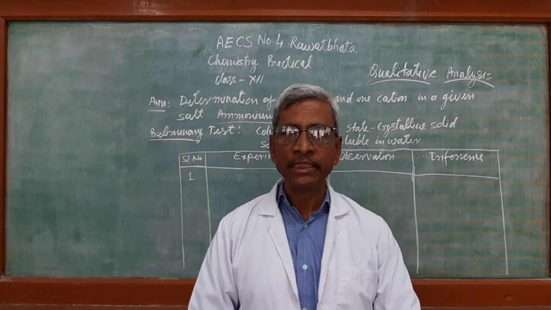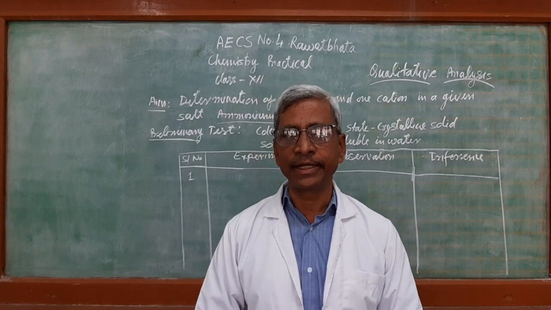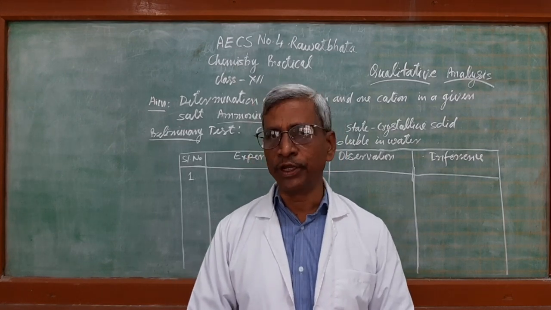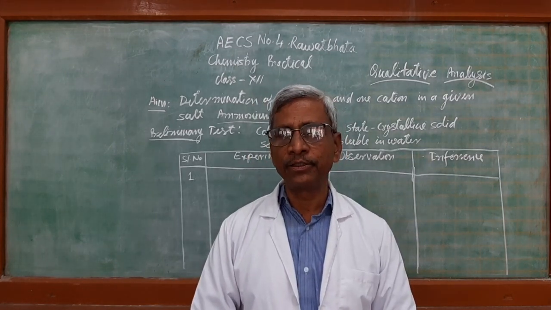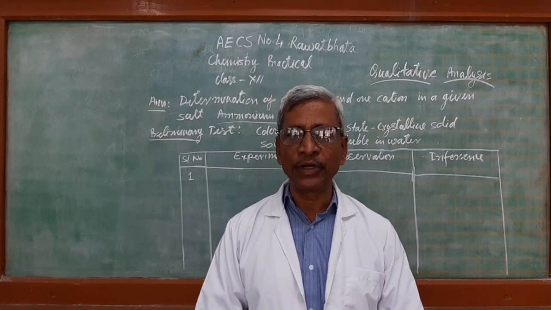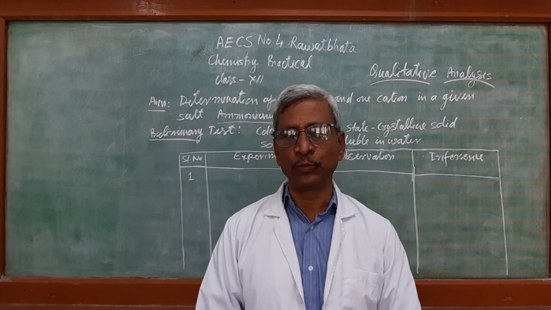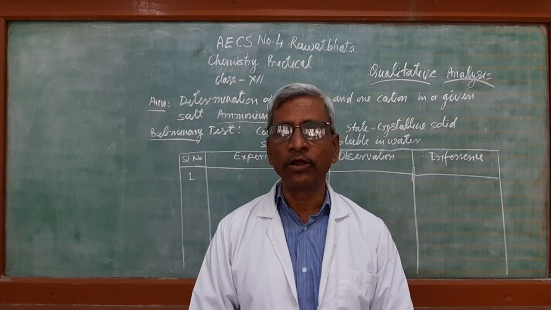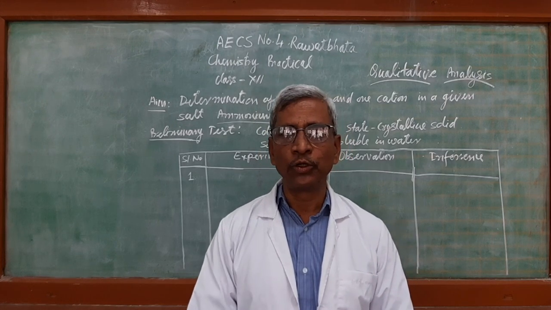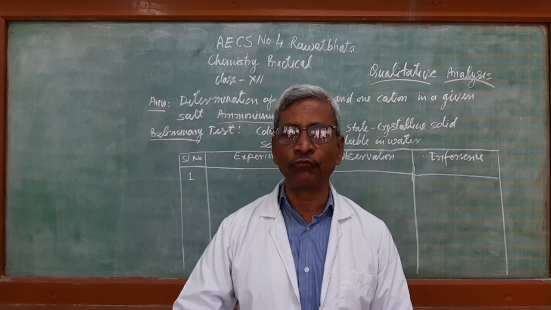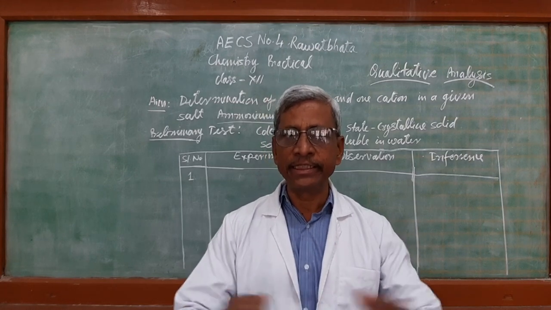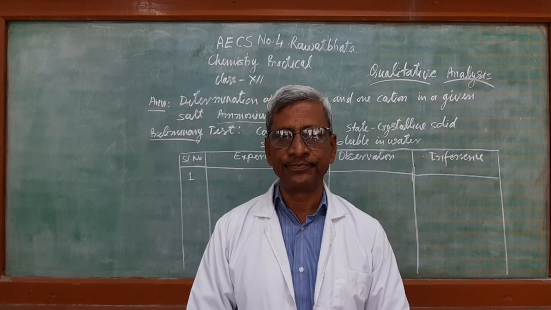Similarly, when we analyze cations, except the zero group, which is especially for ammonium, we prepare the original solution and add the group reagents of the suitable group, analyzing the cation of a particular group. The cations are divided into group 1, group 2, group 3, group 4, group 5, group 6 or 0 group. So taking care of these things, we have to start the experiment.